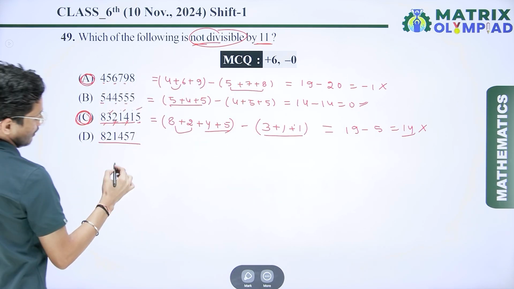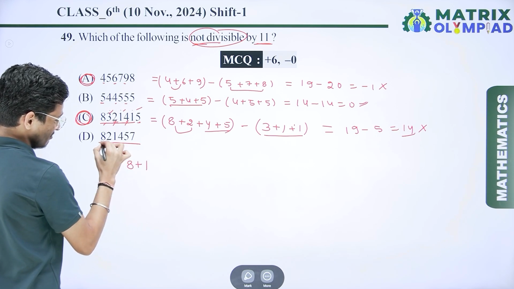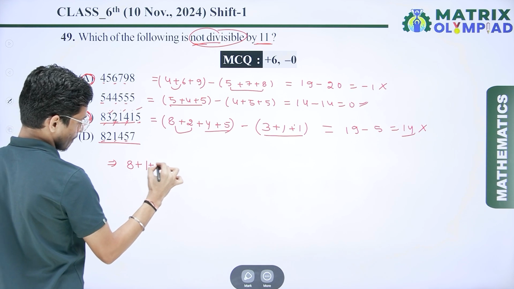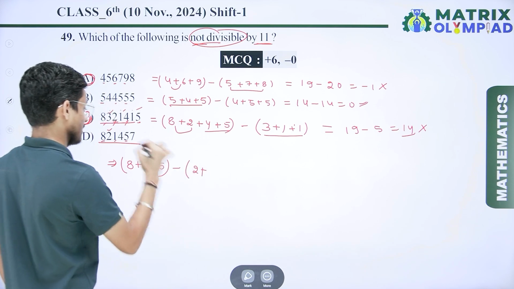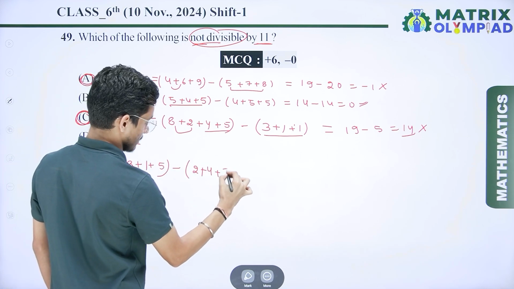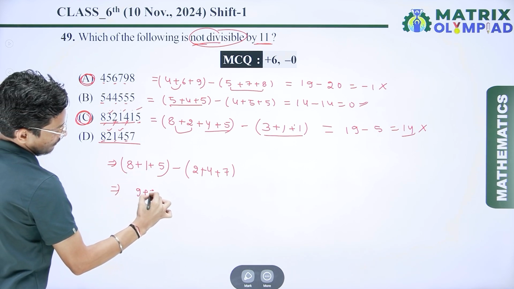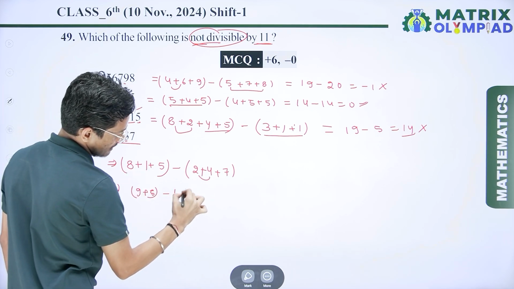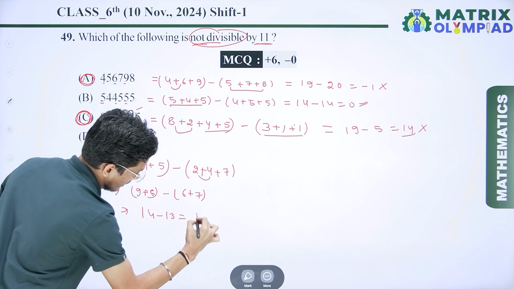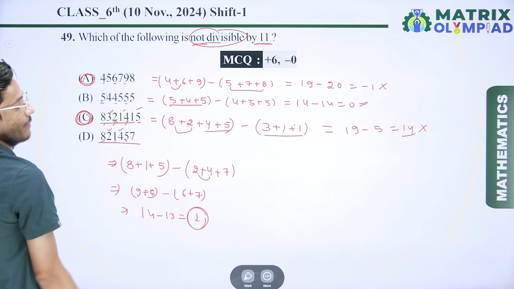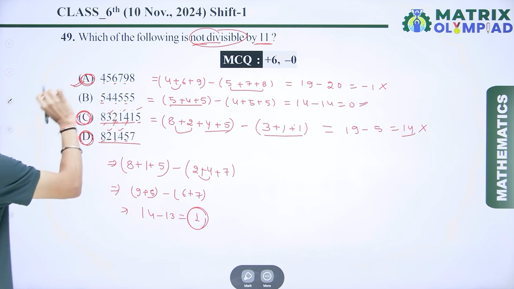If I talk about D, again here the odd places numbers, that is 8 plus 1 plus 5. If I subtract the even places numbers, that is 2 plus 4 plus 7. Simply if I simplify here, 8 and 1 is 9, 9 plus 5 is 14, minus 2 and 4 is 6, 6 plus 7 is 13. So here I get 14 minus 13, again I get 1. Again this one is not divisible by 11. So here I can say options A, C and D, all three options are correct.